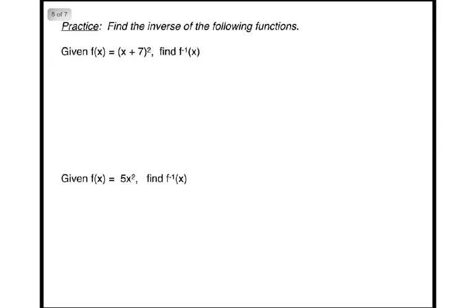Here are some practice problems. Find the inverse of the following functions. Go to the next screen when you're done and check your answers.